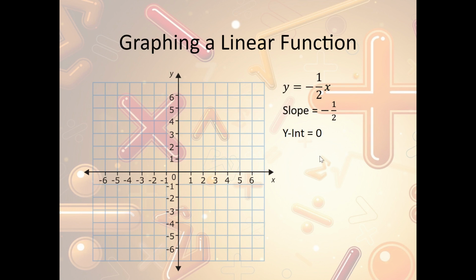So now when I graph this, the first step is I plot the y-intercept. Well, my y-intercept is 0. So I'm going to go along my y-axis and find 0, which is right here. And I plot my point.